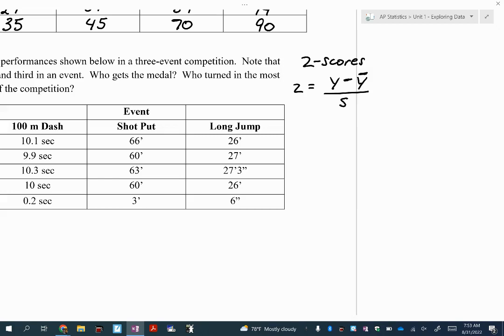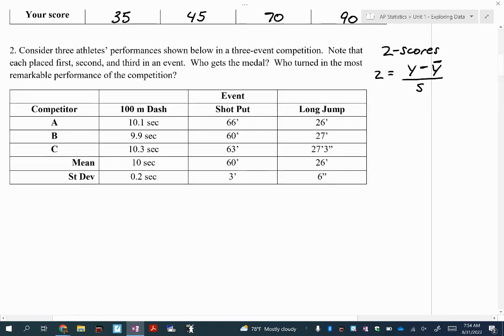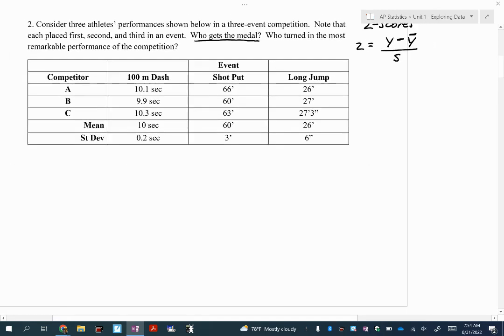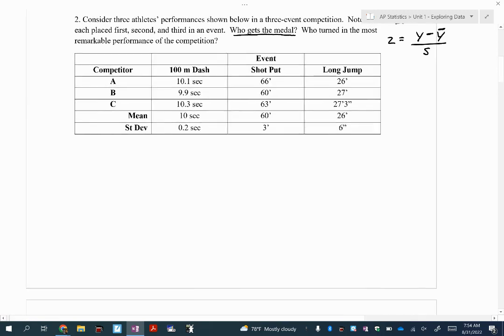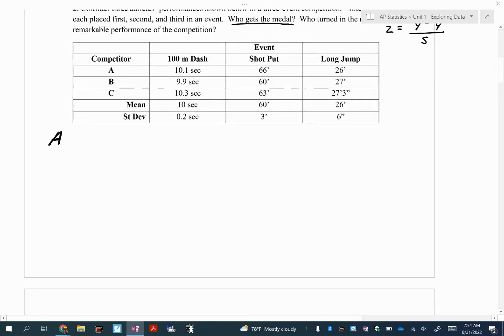But what I'm going to do is standardize all of these values for each of these competitors for all 3 events. And then I'm going to use that information to essentially decide who gets the gold, the silver, and the bronze. And then ask that last question, who had the most remarkable performance in one of these events. All right, so I'm going to start with competitor A over here, and I'm going to do the 100-meter dash first. So this is the 100-meter dash.